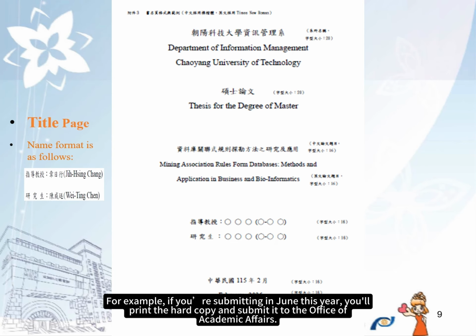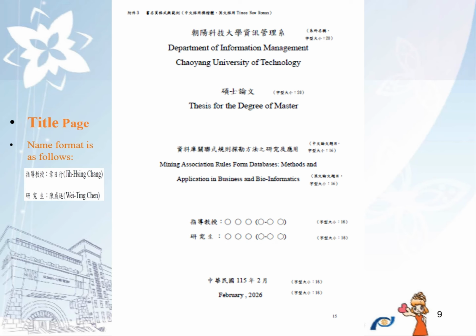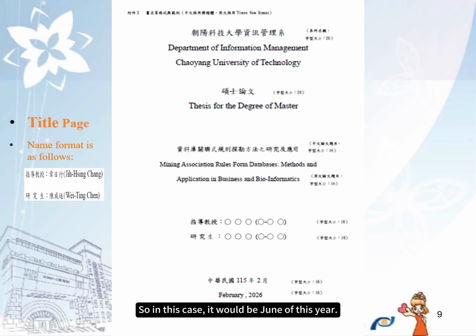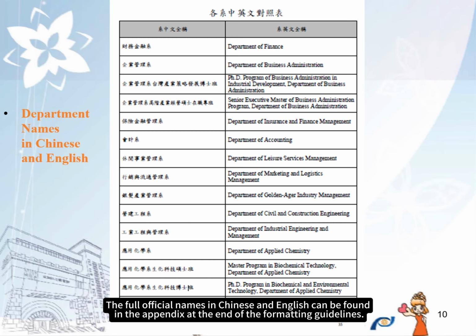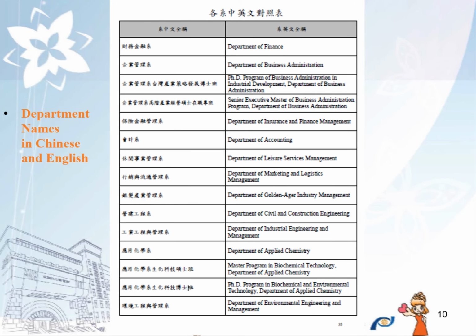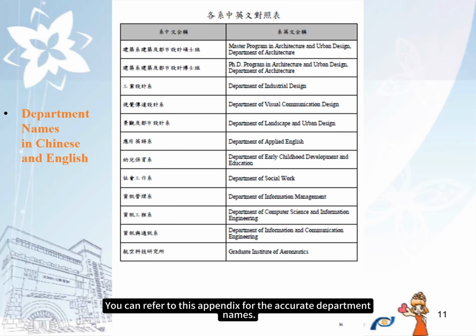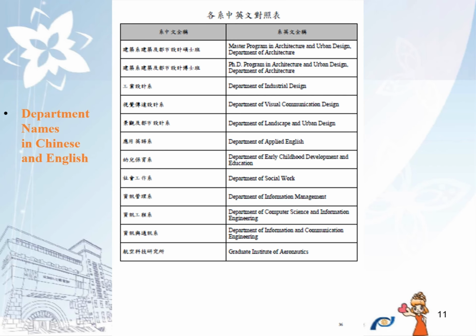For example, if you're submitting in June this year, you'll print the hard copy and submit it to the Office of Academic Affairs. So in this case, it would be June of this year. Also, make sure to use the correct English date format. Above that, include the department name in both Chinese and English. The full official names in Chinese and English can be found in the appendix at the end of the formatting guidelines. You can refer to this appendix for the accurate department names.